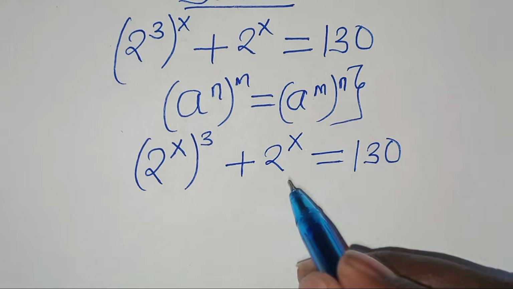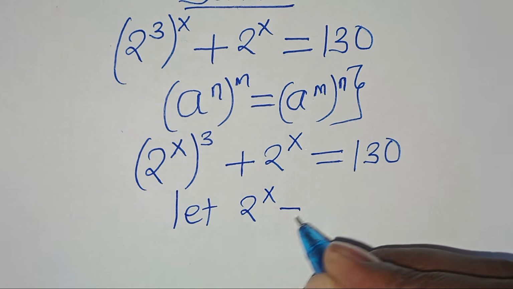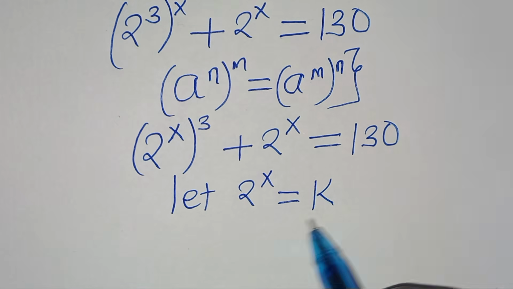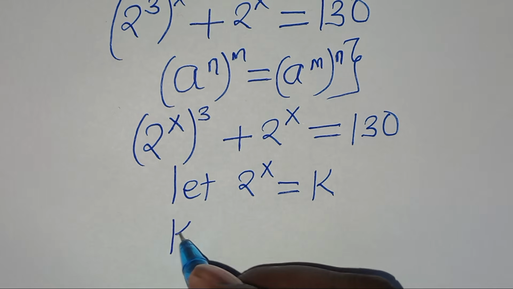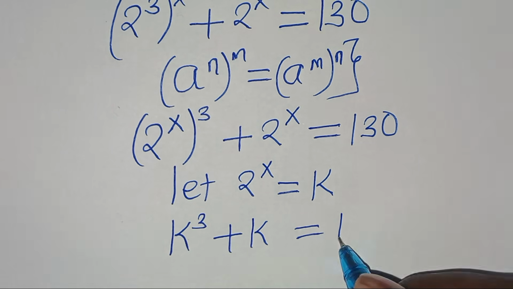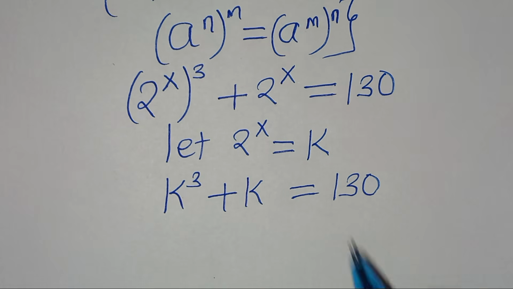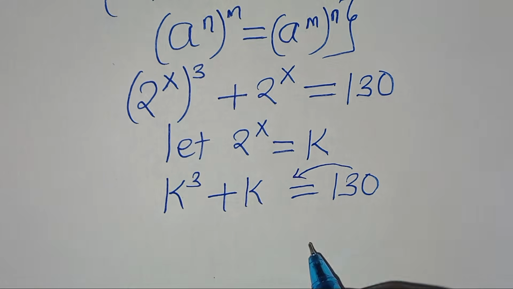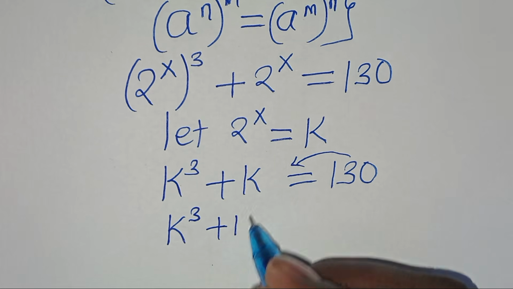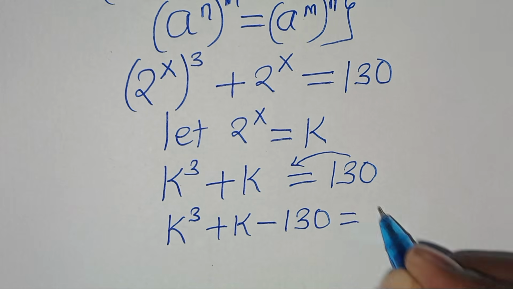So 2 to the power of x is common here, so we can let 2 raised to the power of x be equal to k. Now let's express this equation in terms of k. So we have k to the power of 3 plus k. This is equal to 130. So let's take 130 on the left hand side so that we have k to the power of 3 plus k minus 130. This is equal to 0.